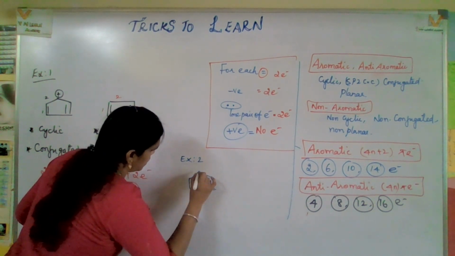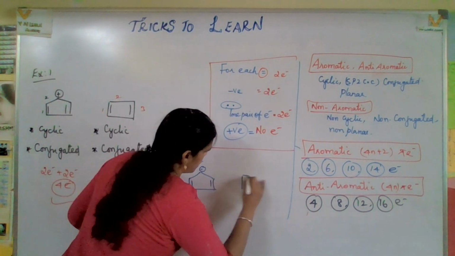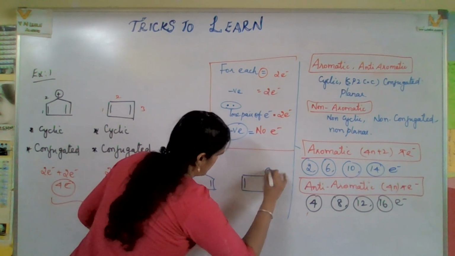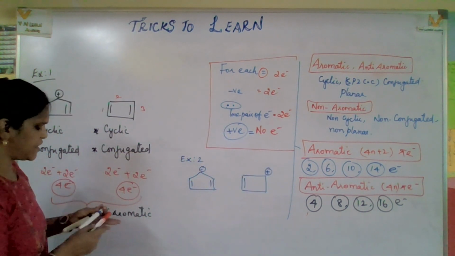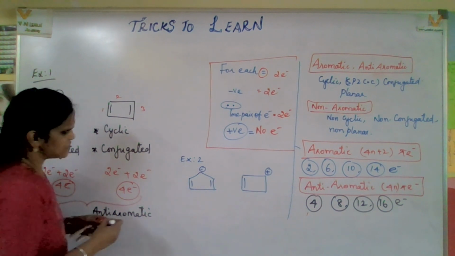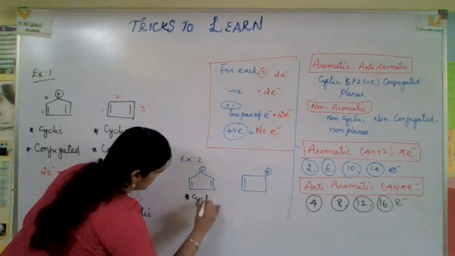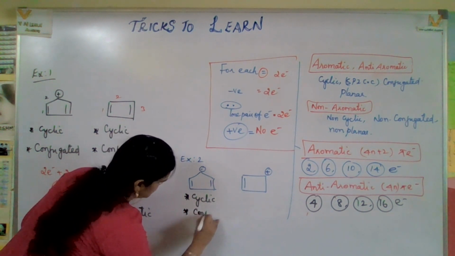Here one double bond. Here negative charge. The same way, positive charge. Is it visible? Okay, now let us check whether it is cyclic or not. Yes, all those points have to be mandatory. Yes, it is cyclic and it is conjugated. Yes, it is conjugated.